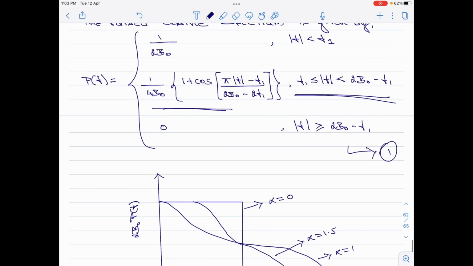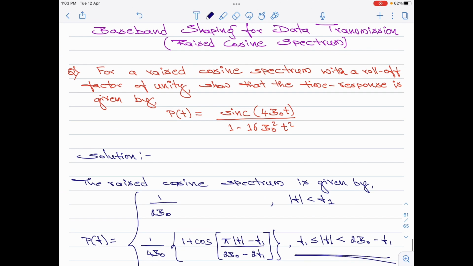So, we have now proven that for a raised cosine spectrum with a roll-off factor of unity, the time response is sinc 4 b naught t divided by 1 minus 16 b naught square t square. Right, that is about the derivation.